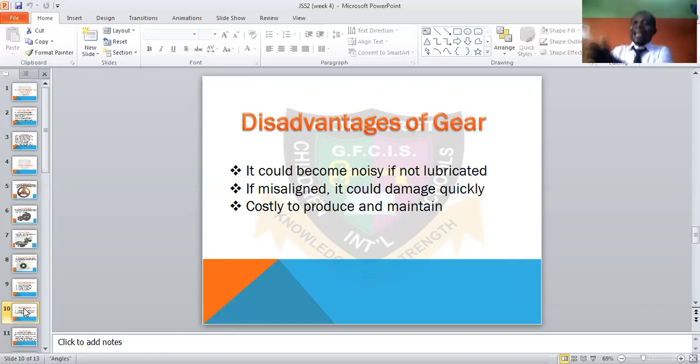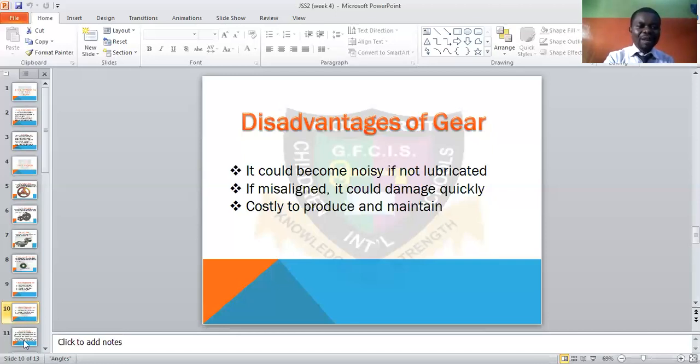Then if misaligned, that is if you do not arrange it well, as I told you in terms of a chain drive the other day, there could be a problem. It could get damaged quickly. The teeth will just wear. Then it is costly to produce and maintain. It's not cheap or very easy to get. Like that of a belt drive, we said it's cheap to purchase and maintain. But this one is costly to produce or purchase and then maintain. That's what I mean.